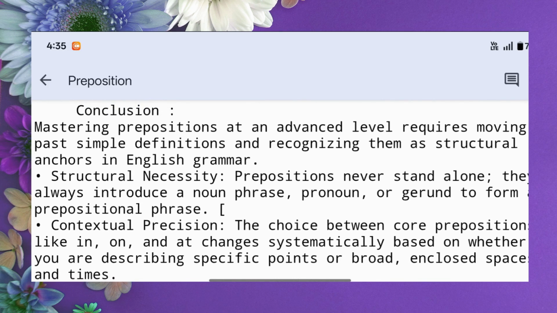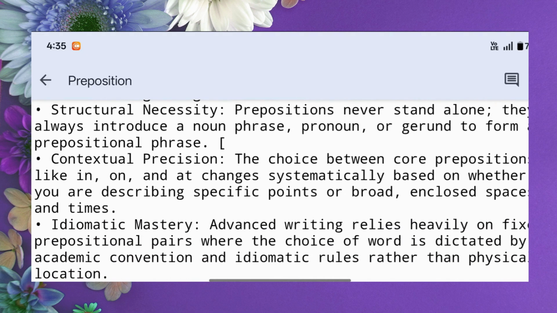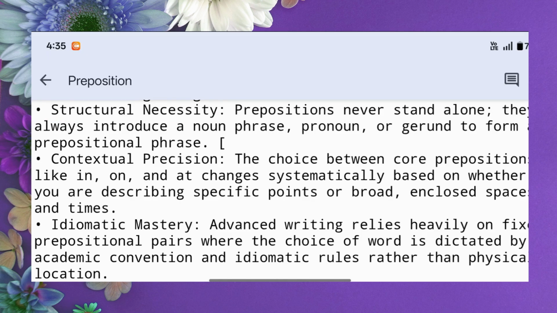Next, last and final, let's talk about the conclusion. Mastering prepositions at an advanced level requires moving past simple definitions and recognizing them as structural anchors in English grammar. Structural necessity: prepositions never stand alone. They always introduce a noun phrase, pronoun, or gerund to form a prepositional phrase.